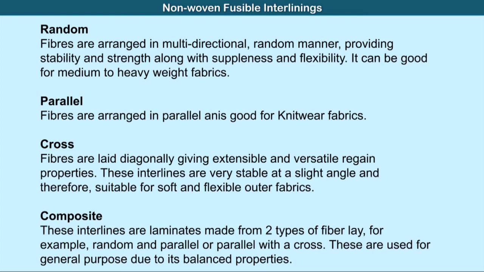Cross: fibers are laid diagonally, giving extensible, versatile regain properties. These interlinings are very stable at a slight angle, therefore suitable for soft and flexible outer fabrics. Composite. These interlinings are laminates made from two types of fiber lay, for example random and parallel, or parallel with a cross. These are used for general purpose due to their balanced properties.